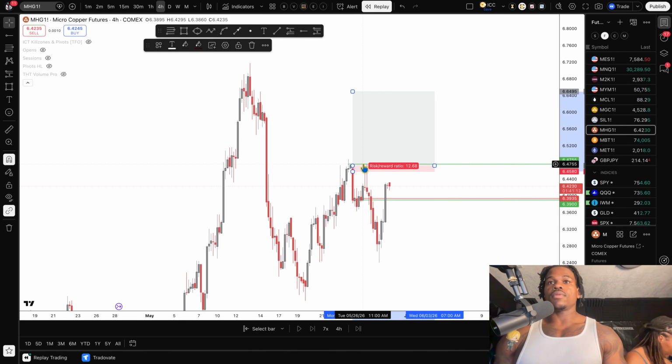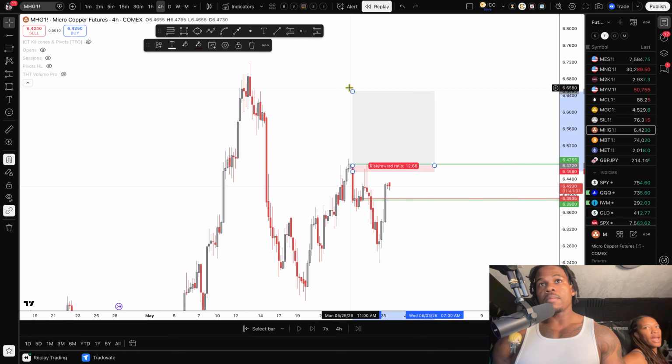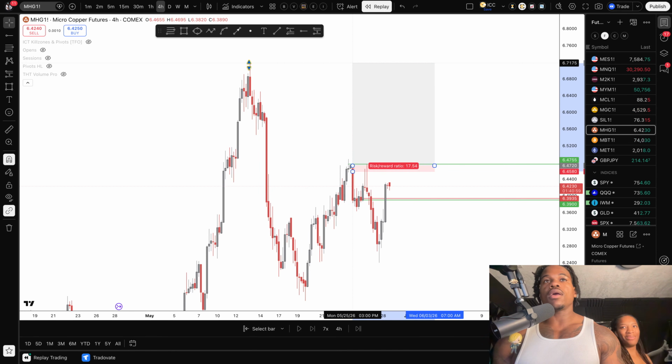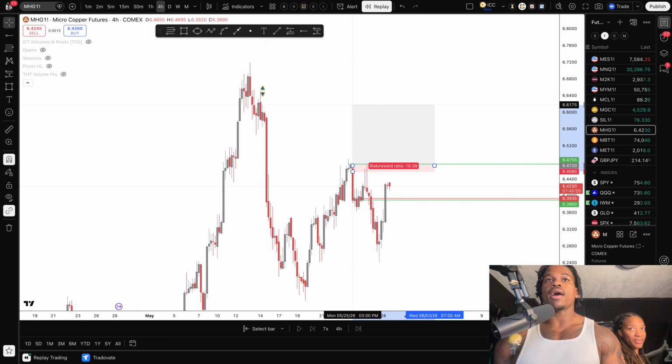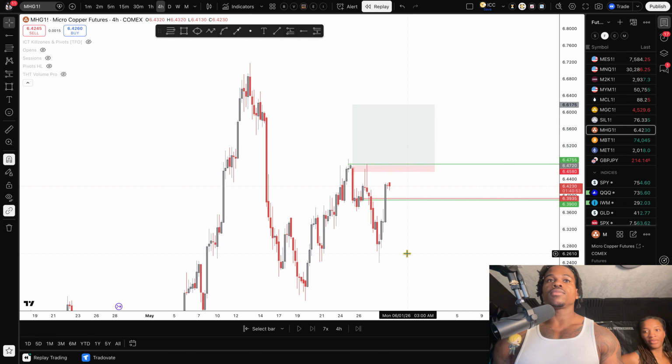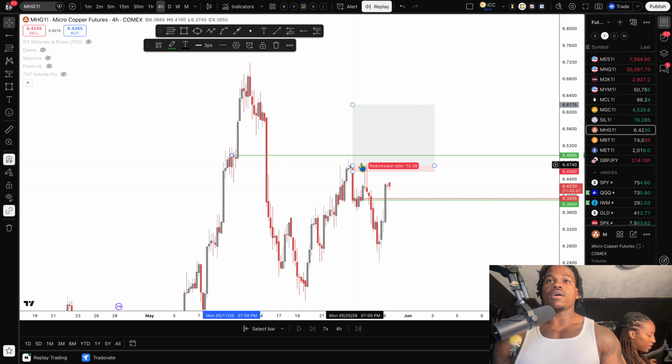But in copper though, if price gets above this level with bull structure on the 4 hour, bull structure on the 1 hour, and bull structure on the 15, trust me when I tell you, it's go time. Yeah, I'm telling you, it's go time. Trust me when I tell you, it's nothing but buyers above this level. If you really want to play it safe, you'll wait till price gets above this level here.